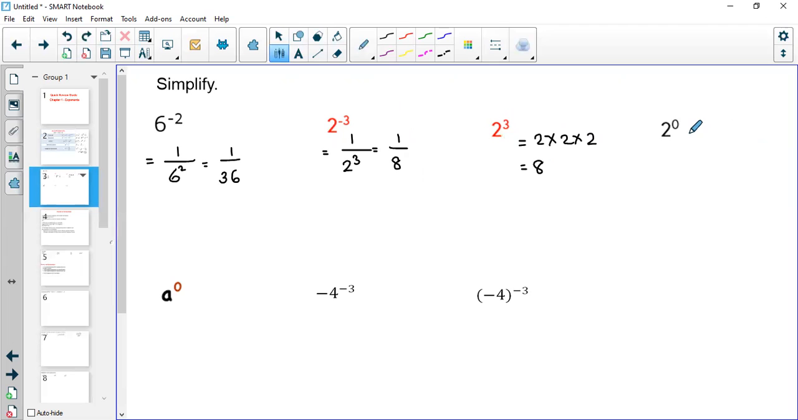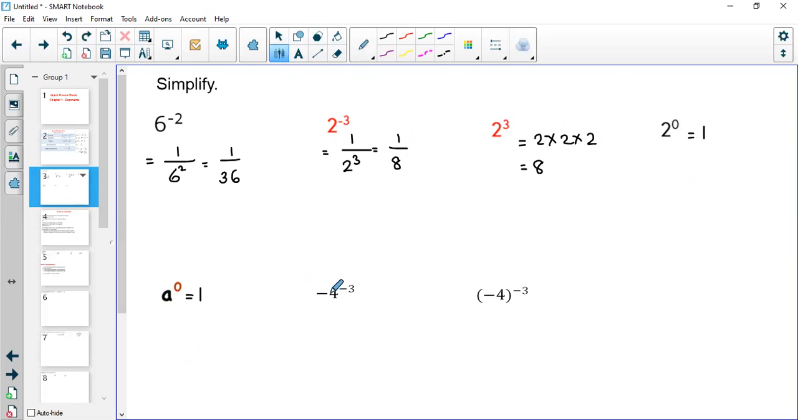Now, anything to the power of 0 is 1. Just now we discussed that anything to the power of 0 is 1. So here is 2 to the power of 0, that is 1, but here it's a variable. So a to the power of 0 is also 1. So any number or any variable to the power of 0 means 1.